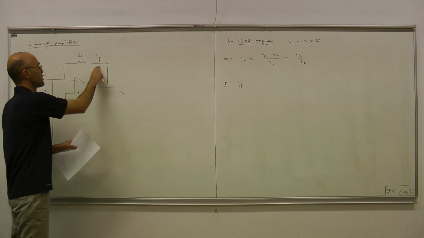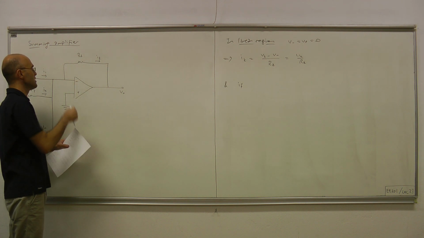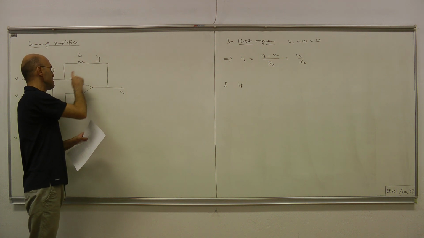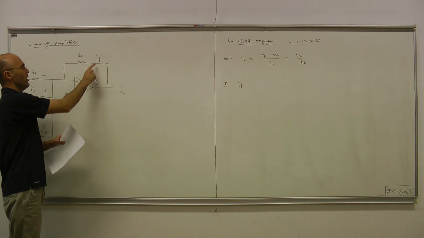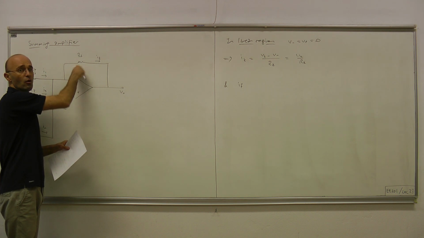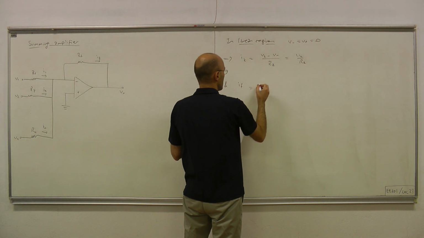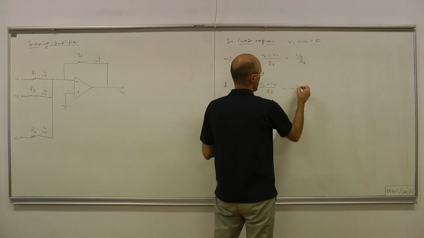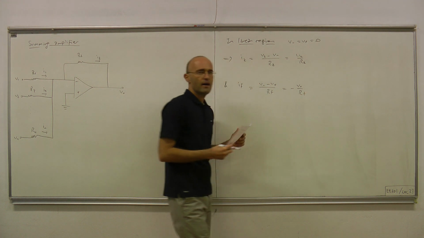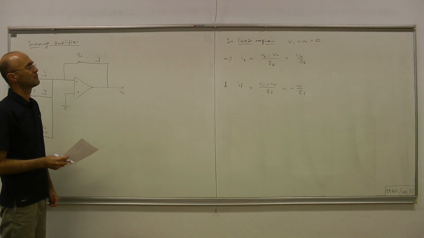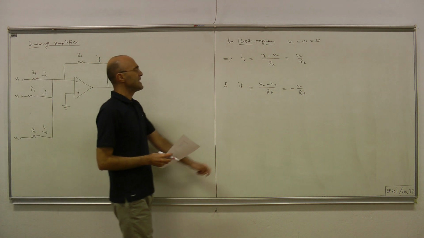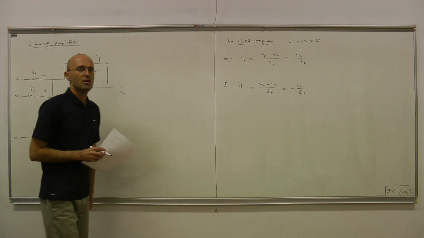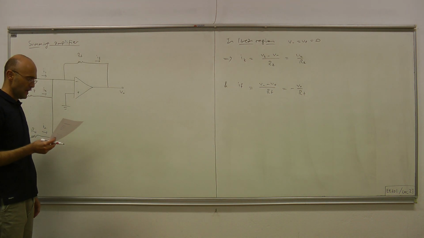IF, this current, we can call it the feedback current, is V minus minus V out divided by the resistance in between. V minus is 0, therefore IF is minus V out over RF. Okay. And now we're going to link these voltages to the output voltage using KCL.